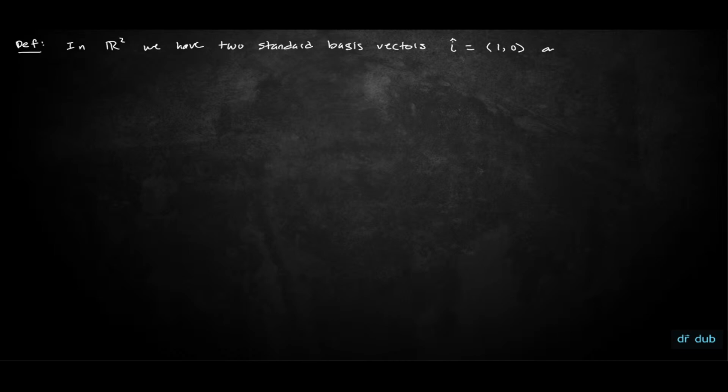Okay, definition. In 2-dimensional space, we'll call it R2, we define 2 standard basis vectors: i hat equals 1, 0 and j hat, which equals the vector 0, 1.